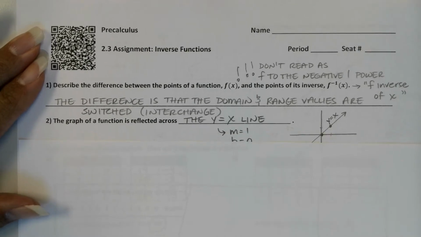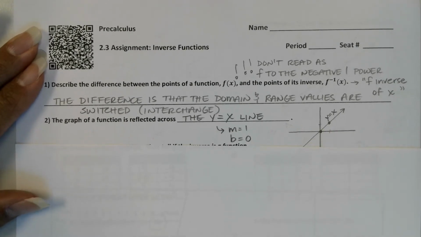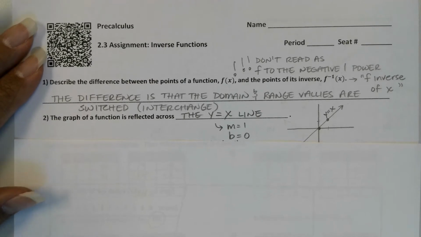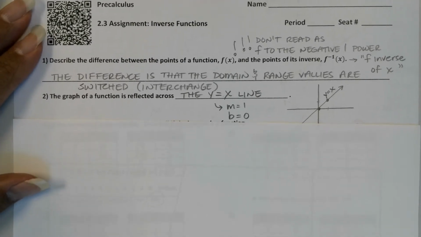Part 2 addresses that. The graph of a function that is reflected over the y equals x line ends up being your inverse function. Now where exactly is the y equals x line?